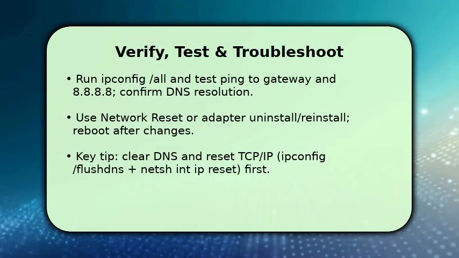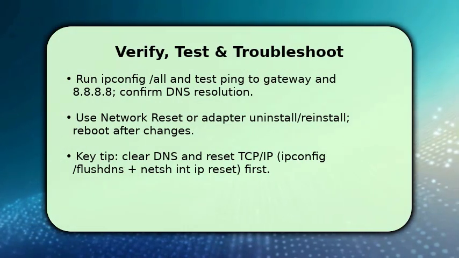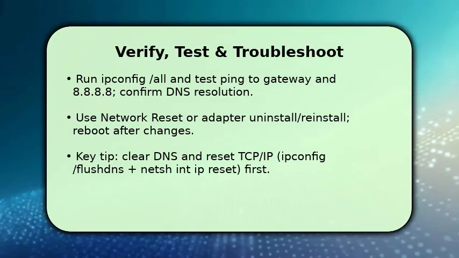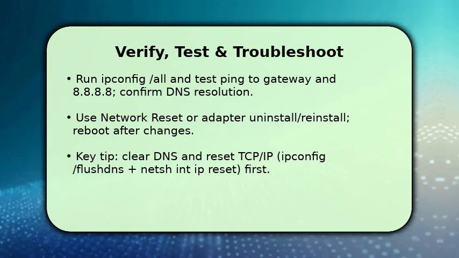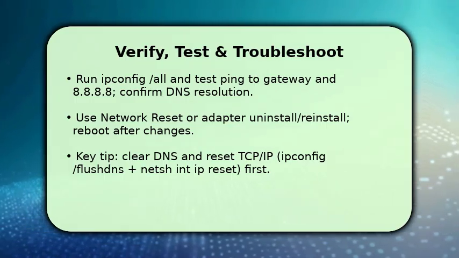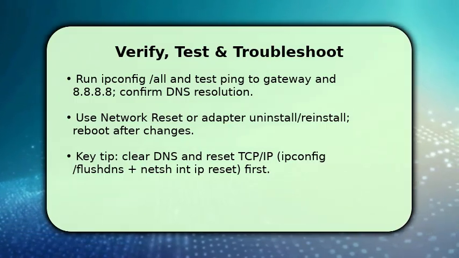You run ipconfig and ping the gateway and an external IP to confirm routing, then test DNS by pinging a hostname. If issues persist, use network reset or uninstall and reinstall the adapter, then reboot so settings apply.